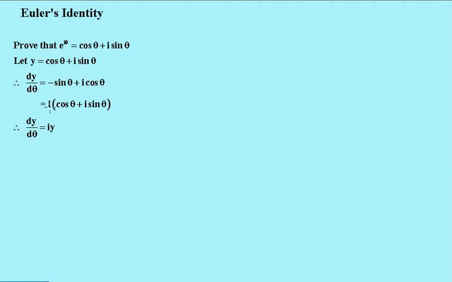Now taking the i out as a common factor, we have the cos theta here, but we'll have to put another i in there because i times i will give you the minus 1. So we'll get back to where we started from. Now of course cos theta plus i sine theta is the original y. So dy d theta equals iy.